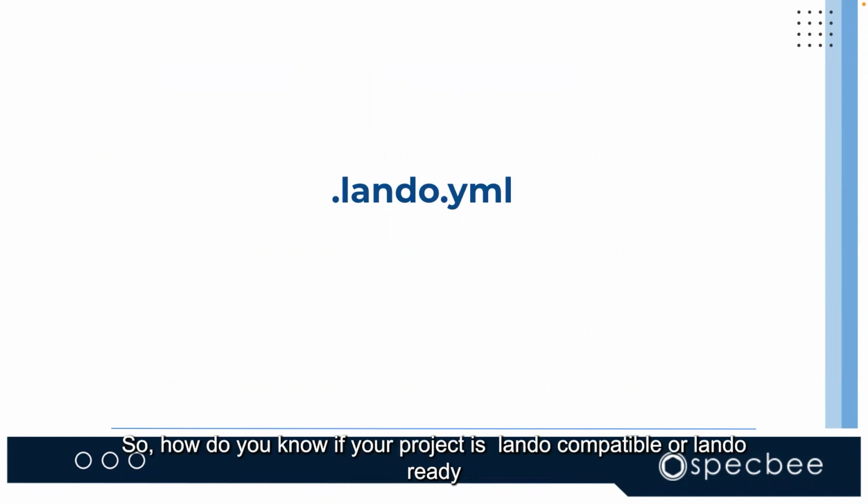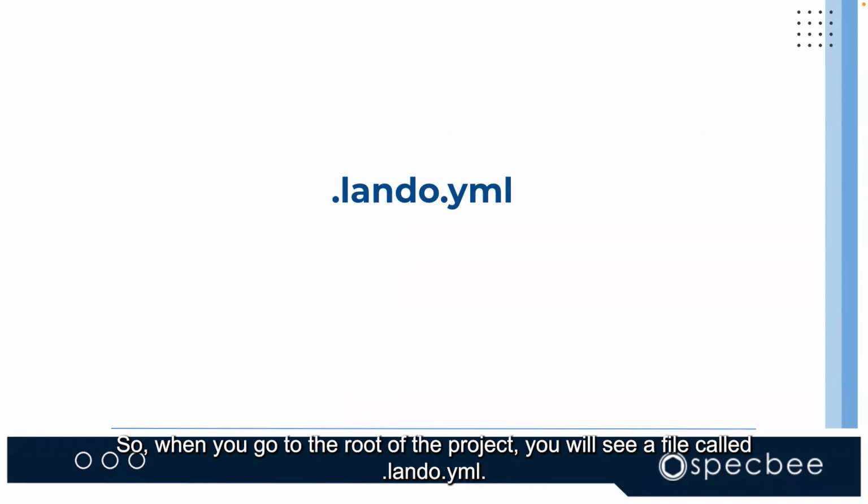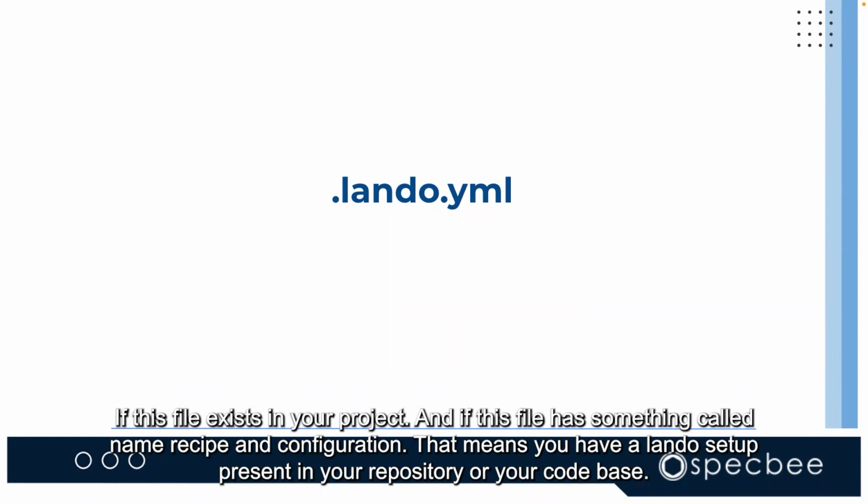So how do you know if your project is Lando compatible or Lando ready? When you go to the root of the project, you will see a file called .lando.yml. If this file exists in your project, and if this file has something called name, recipe, and configuration, that means you have a Lando setup present in your repository or your code base, right?